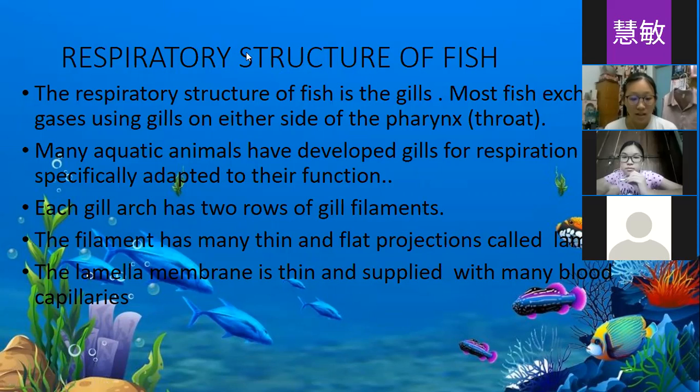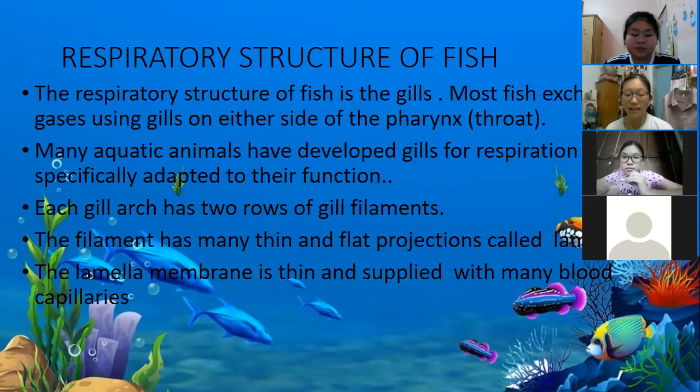Then, each gill arch has two rows of gill filaments. The filament has many thin and flat projections called lamella. The lamellar membrane is thin and supplied with many blood capillaries.